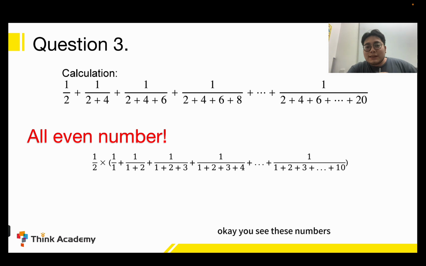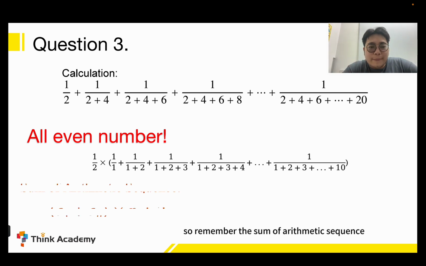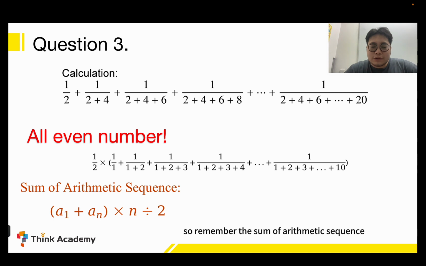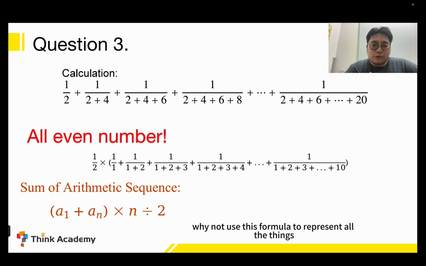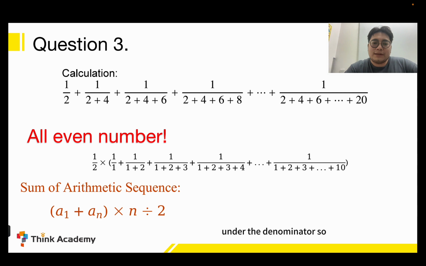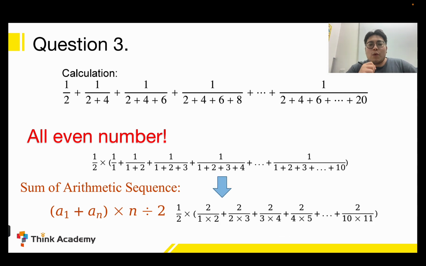Okay, you see these numbers in the denominator are very familiar, right? So this is just the arithmetic sequence. So remember, the sum of an arithmetic sequence, we can use this formula to represent: the first number plus the end number, times the number of terms, divided by 2, equals the sum. So why not use this formula to represent everything under the denominator? So it will become 1 over 2 times 2 over 1 times 2 plus 2 over 2 times 3 plus blah blah blah plus 2 over 10 times 11.